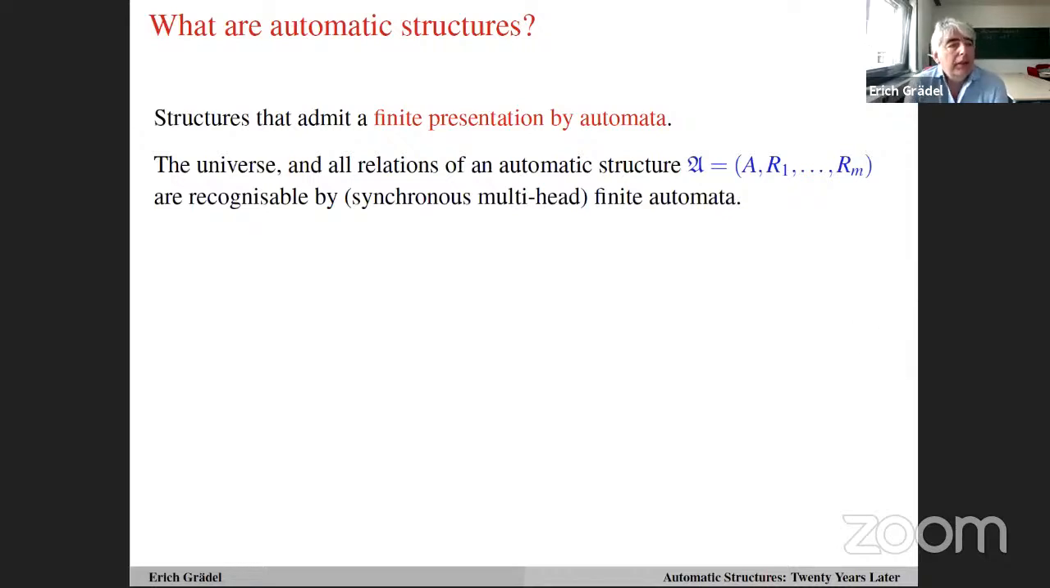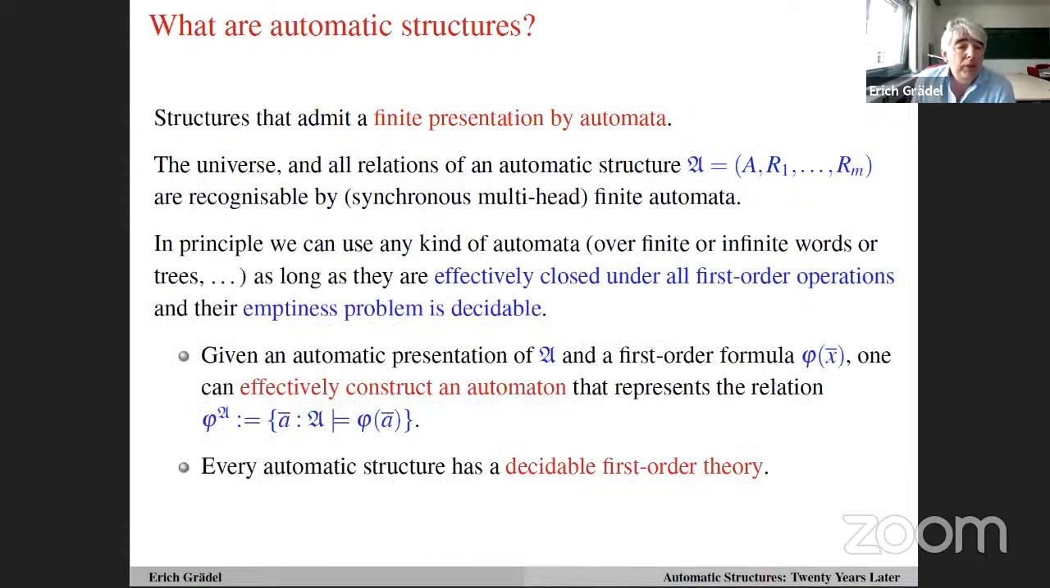Okay, so in a nutshell, what are automatic structures? These are structures that admit a finite presentation by automata, which means that the universe and all relations of the automatic structure are recognizable by finite automata that work synchronously over their inputs. In principle, we can use any kind of automata over finite or infinite words, finite or infinite trees, or even more general objects, as long as these are effectively closed under all first-order operations and their emptiness problem is decidable. This means that given an automatic presentation of a structure A and a first-order formula phi with free variables x, one can effectively construct an automaton that recognizes the relation defined by phi on A. As a further consequence, every automatic structure has a decidable first-order theory.